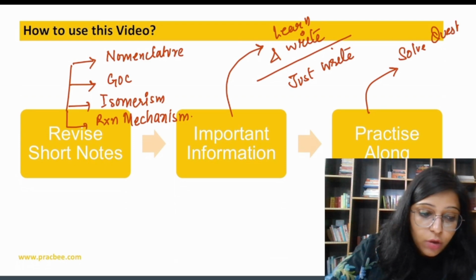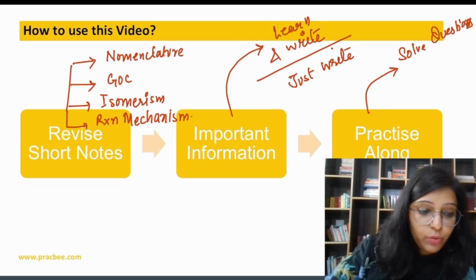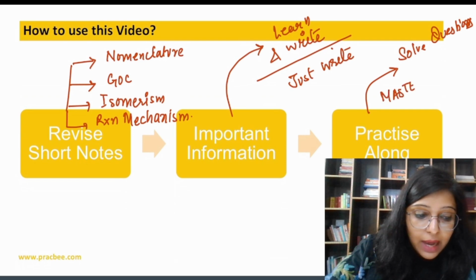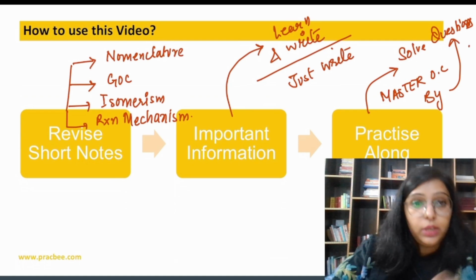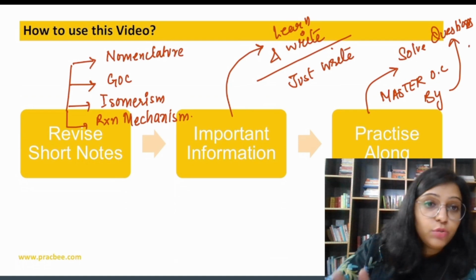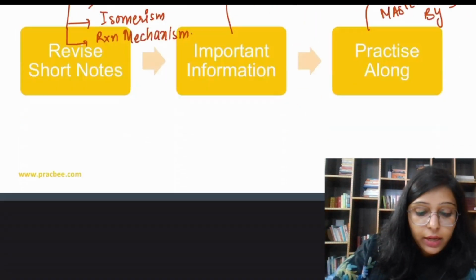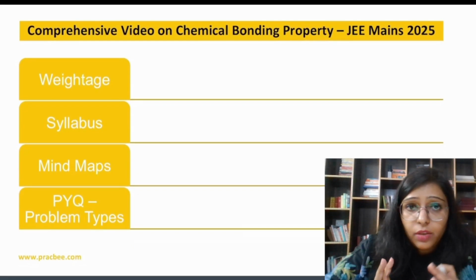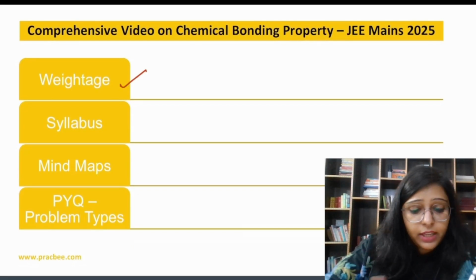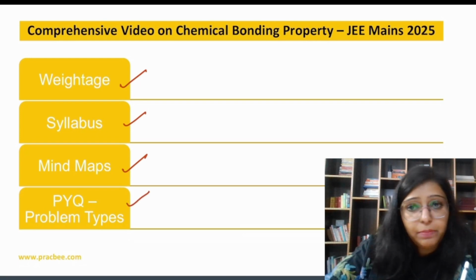You can master organic chemistry by solving questions only. Understood? So you have to solve a lot of questions, right? Then first we are going to discuss the weightage, syllabus, mind maps, and then PYQs.